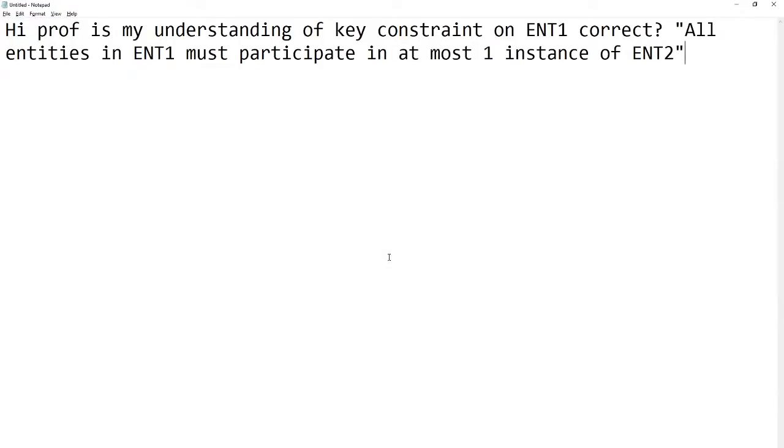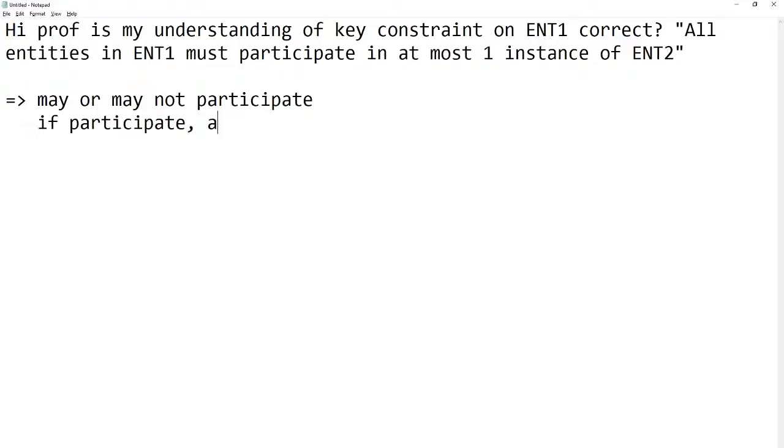Key constraint. No, this one is not all. It says if one participates, then it must participate in at most one. It depends on how you read this, because at most one means it can be 0, right? So entities may not even participate. So may or may not participate. If participate, at most one. That's what key constraint is.